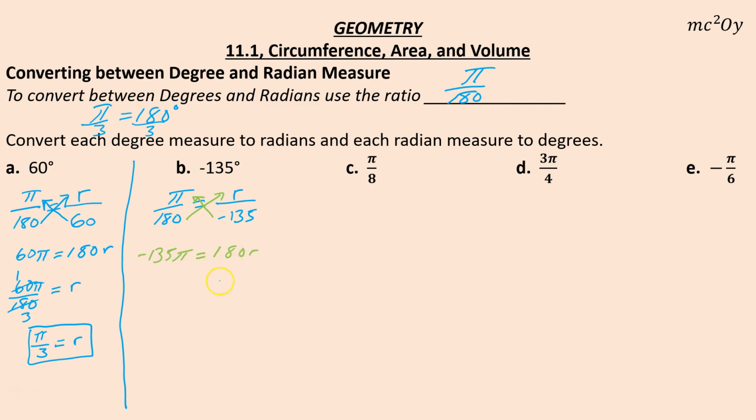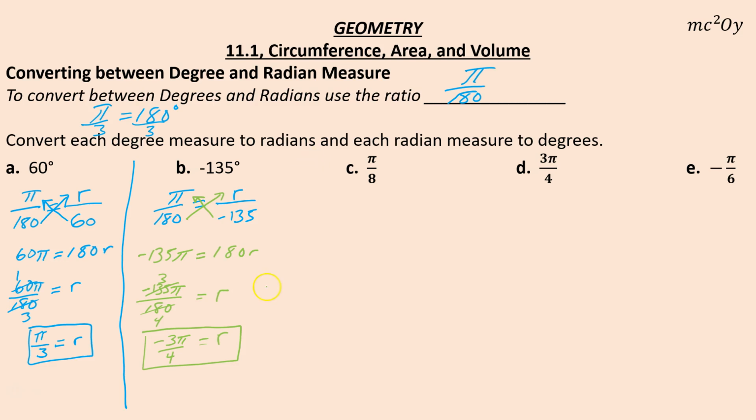To get R by itself, divide by 180, so you get R is equal to negative 135 pi over 180. If we reduce that, you can go through multiple processes, divide by 5, then divide by 9, or I recognize 135 and 180, actually 45 goes into 135 3 times. 45 goes into 180 4 times. So this is negative 3 pi divided by 4. That is the radian.